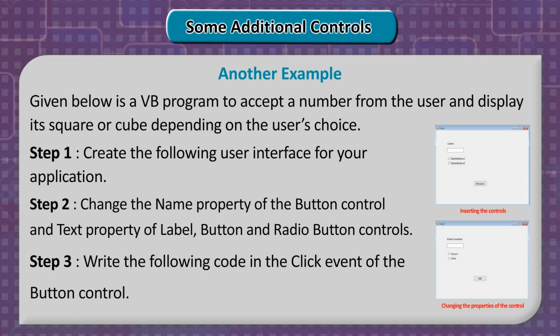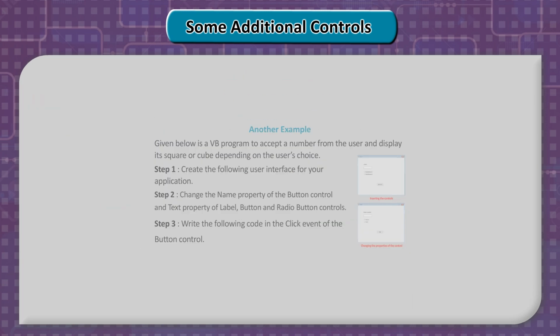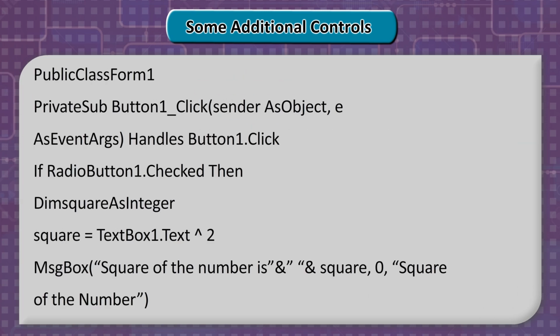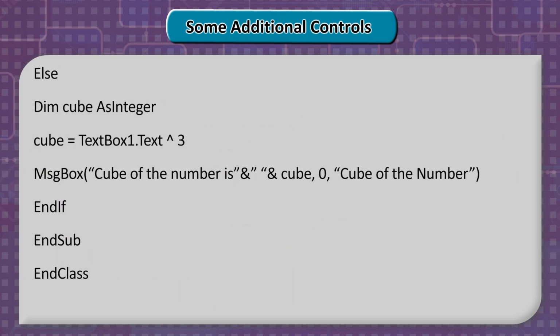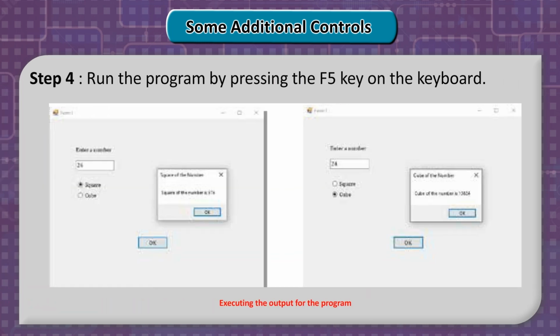Step 3. Write the following code in the click event of the button control. Public Class Form1. Private Sub Button1_Click(sender As Object, e As EventArgs) Handles Button1.Click. If RadioButton1.Checked Then Dim square As Integer. square = TextBox1.Text ^ 2. MsgBox("Square of the number is" & square), "Square of the number". Else Dim cube As Integer. cube = TextBox1.Text ^ 3. MsgBox("Cube of the number is" & cube), "Cube of the number". End If. End Sub. End Class. Step 4. Run the program by pressing the F5 key on the keyboard.